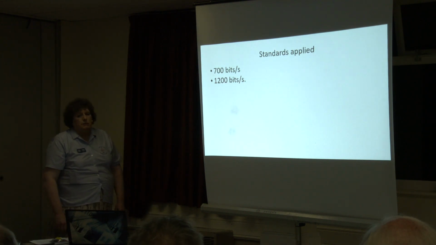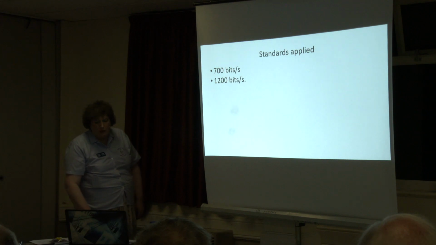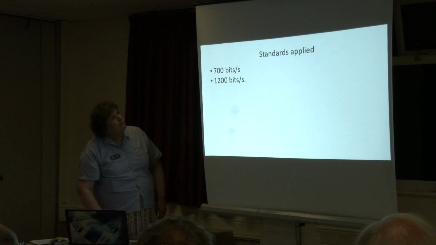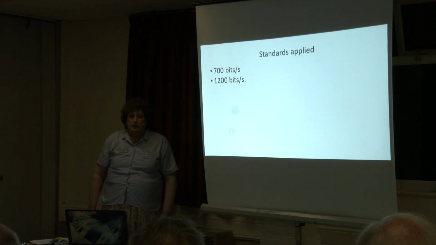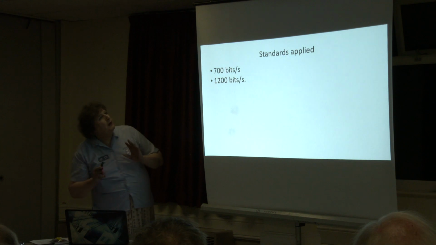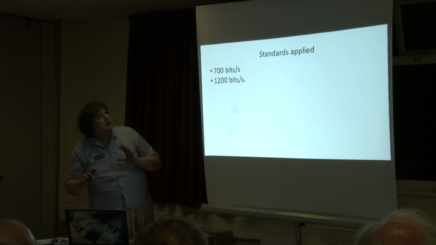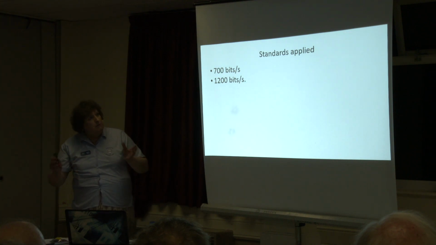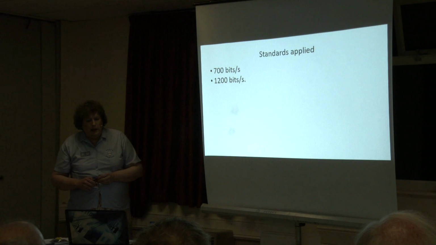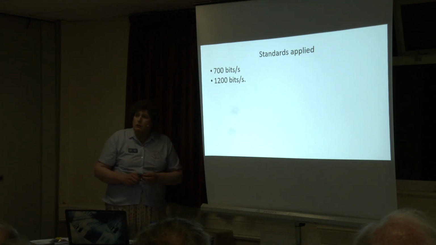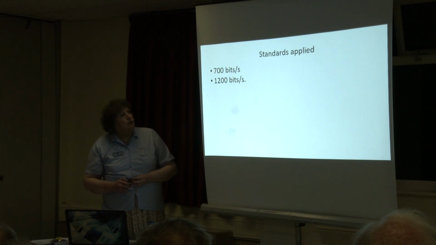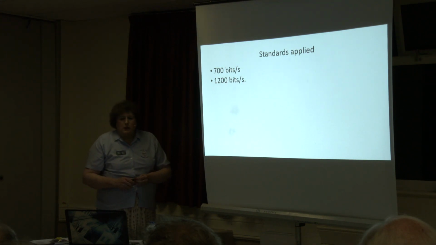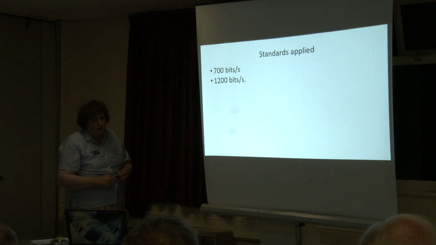The standards which have been applied for amateur radio use at the moment are 700 bits per second or 1200 bits per second. These are the two which have basically been agreed as the starting points for the actual main experiments and development. It also means they're away from the commercial standards, which means that there's no conflict with anything else on shared bands. So that's what we've actually used for that one.